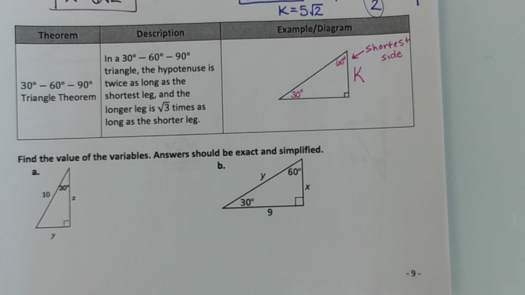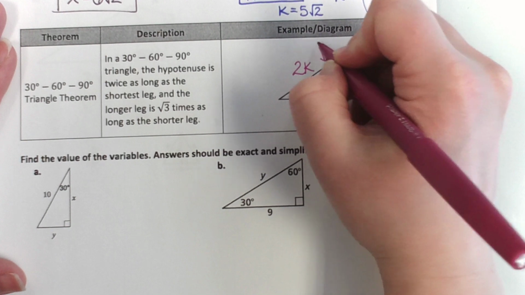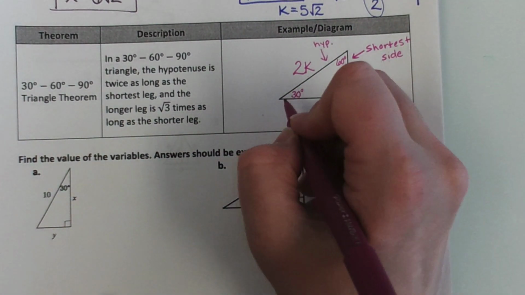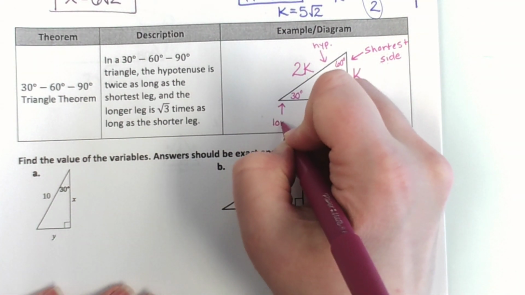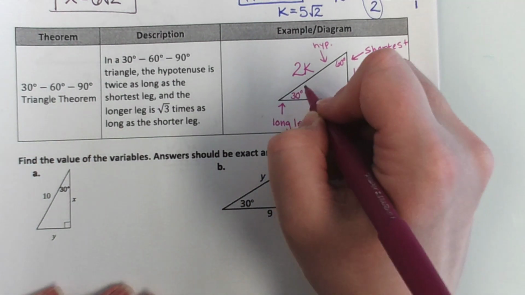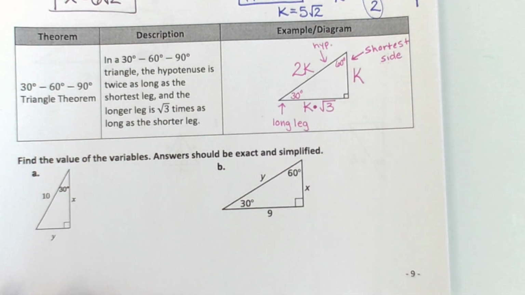It says the hypotenuse is twice that. How do you do twice something? What operation do you use? Multiplying by 2, which means the hypotenuse is 2k. And the long leg, that's this one, is the shortest leg getting multiplied by the square root of 3. In other words, k getting multiplied by the square root of 3.